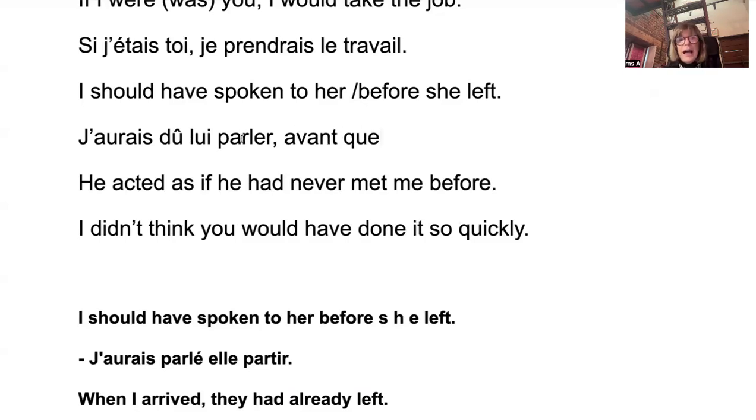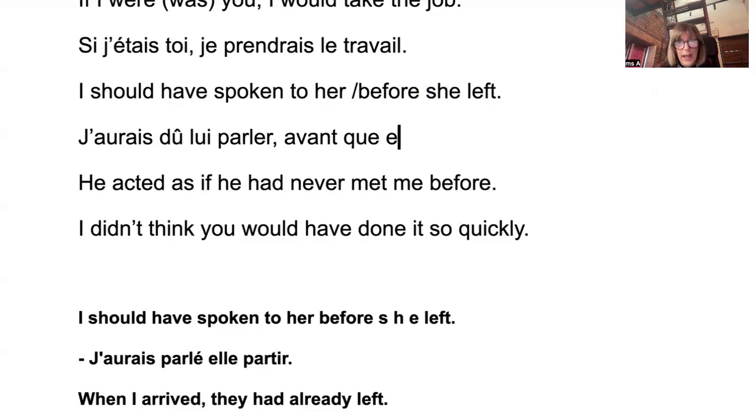But avant que is followed by a subjonctif, which is a very hard tense. So if you don't remember anymore how to make the subjunctive, please ask me. I can make a video. Avant que, and now I have to put she.